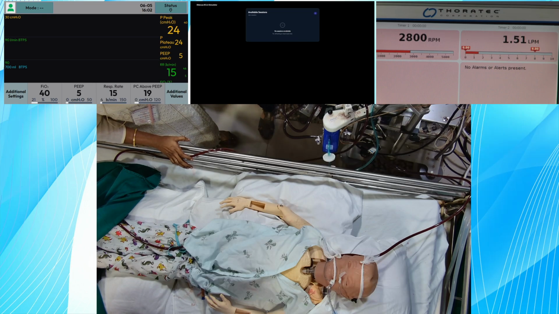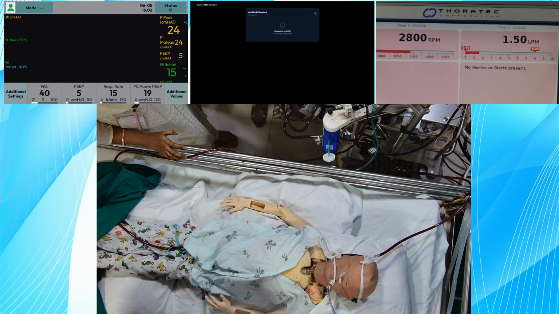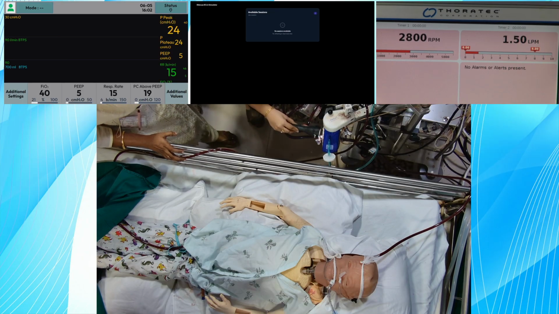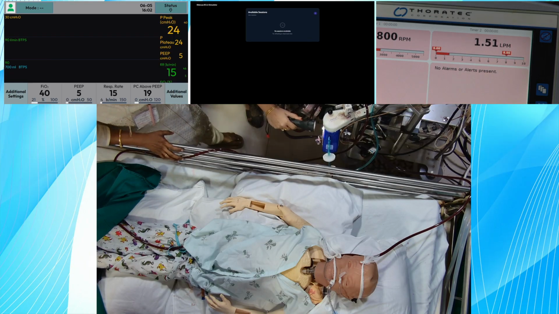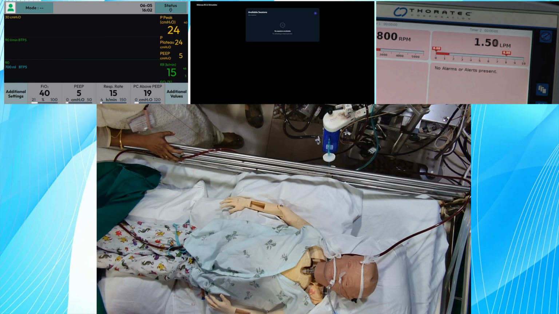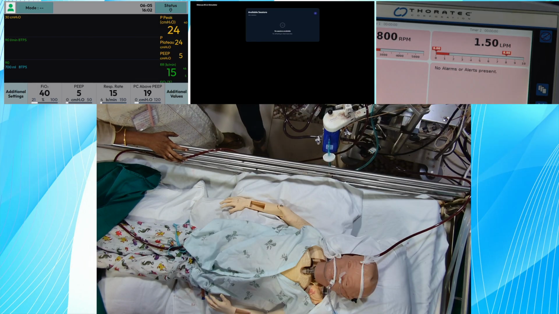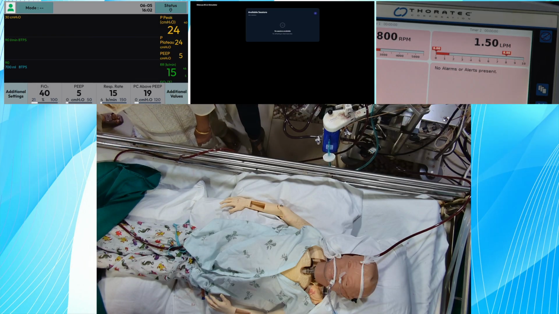Can we see clots in the circuit? There appears to be. Meanwhile, I'll get an ultrasound done, sir, for the chest. How old is the oxygenator? It is day 5, sir. So we'll change the oxygenator.